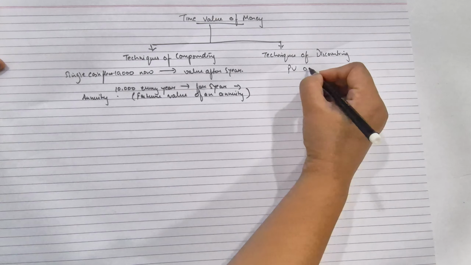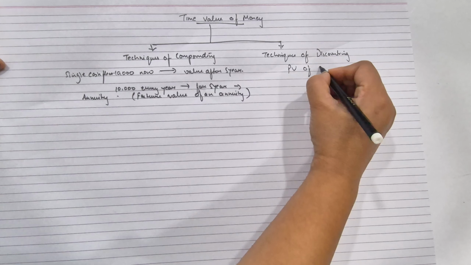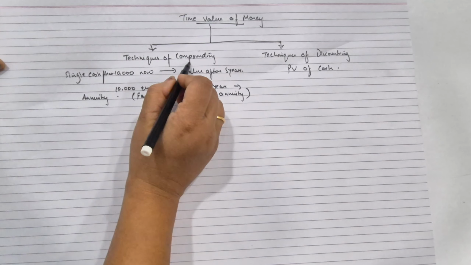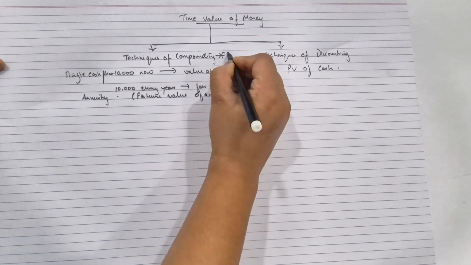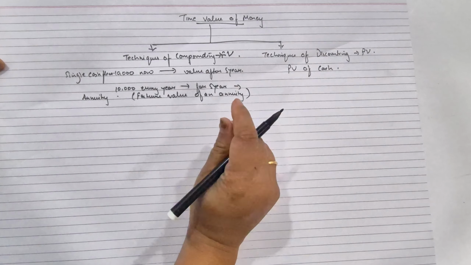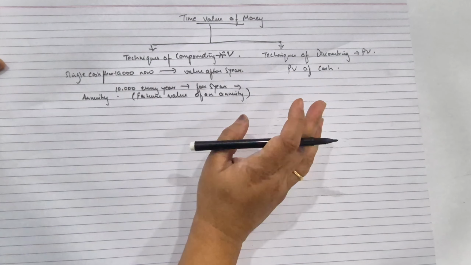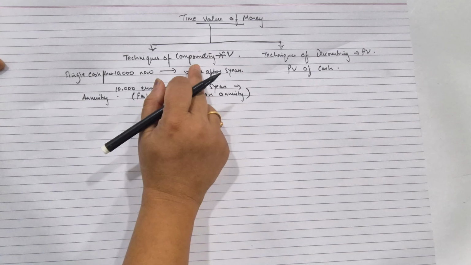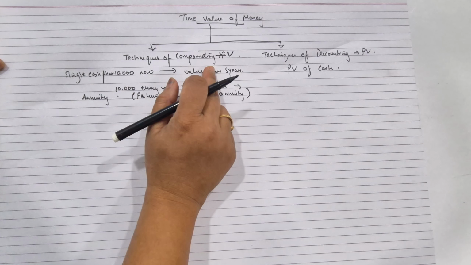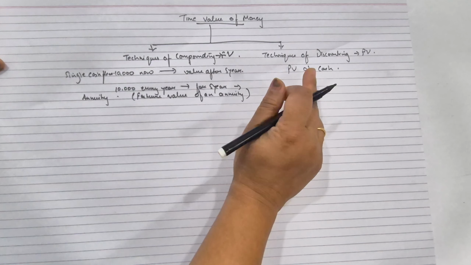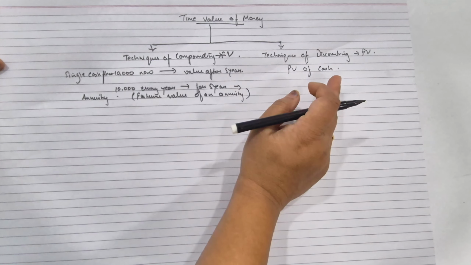And the technique of discounting is used when we have to calculate the present value, when we have to see what is the present value of cash. In compounding, future value is calculated, and in discounting, present value is calculated. Don't worry, don't get confused. First we will see how compounding is done and how the future value is calculated. Then in my later videos you will come to know how we calculate the present value of cash.